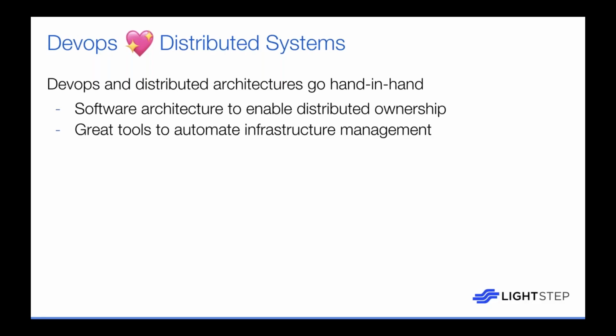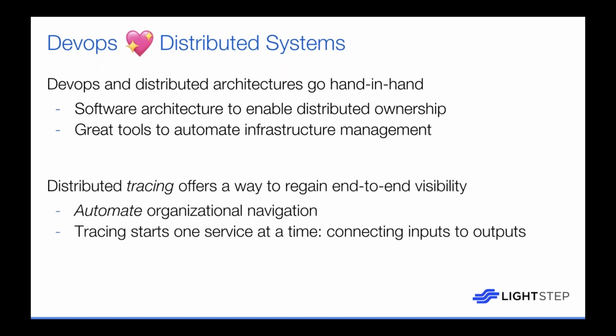Okay, with that, like I said, I think DevOps and distributed systems is a great match. The software architecture behind things like microservices and serverless is a great way to enable distributed ownership. And there's a lot of great tools in this space that help really amplify the work that DevOps does. At the same time, distributed tracing is a great way to regain that end-to-end visibility.